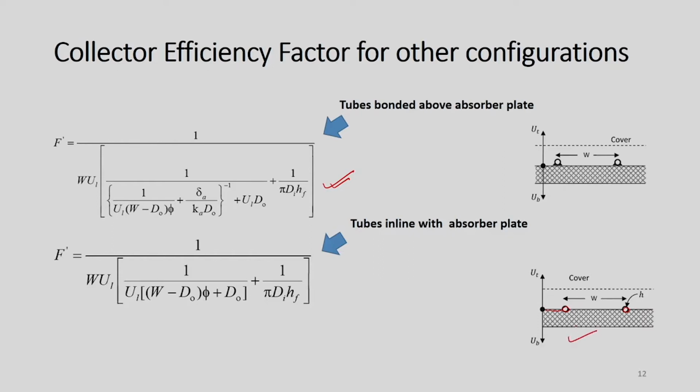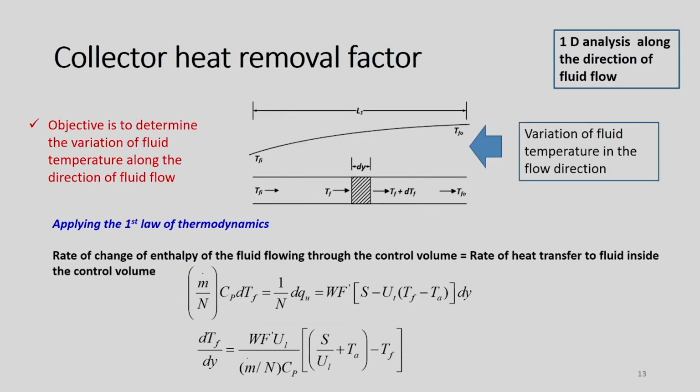So, if this is the case, then we need to use the expression for F dash something like this. So, straight away you can use those expressions for calculation of the collector efficiency factor for these two configurations. Now, come to the analysis part for the collector heat removal factor.